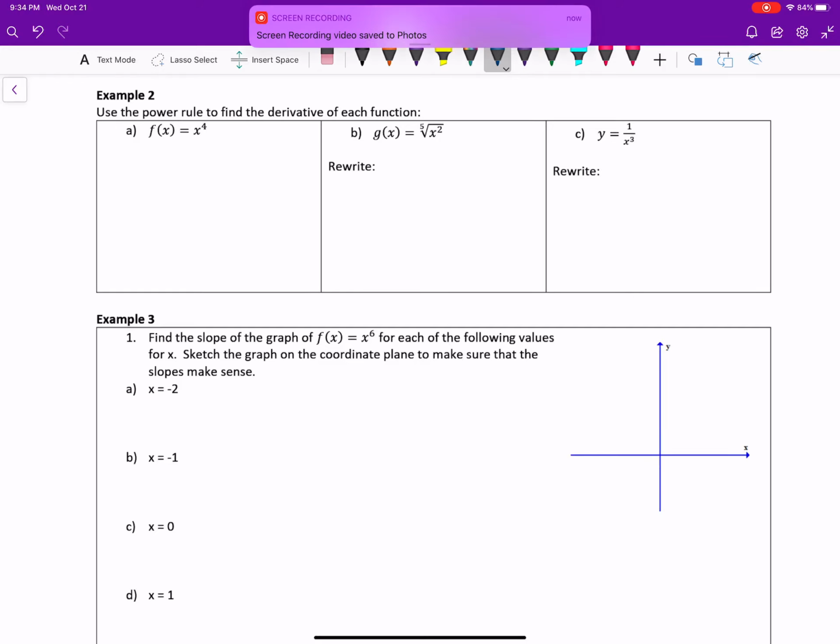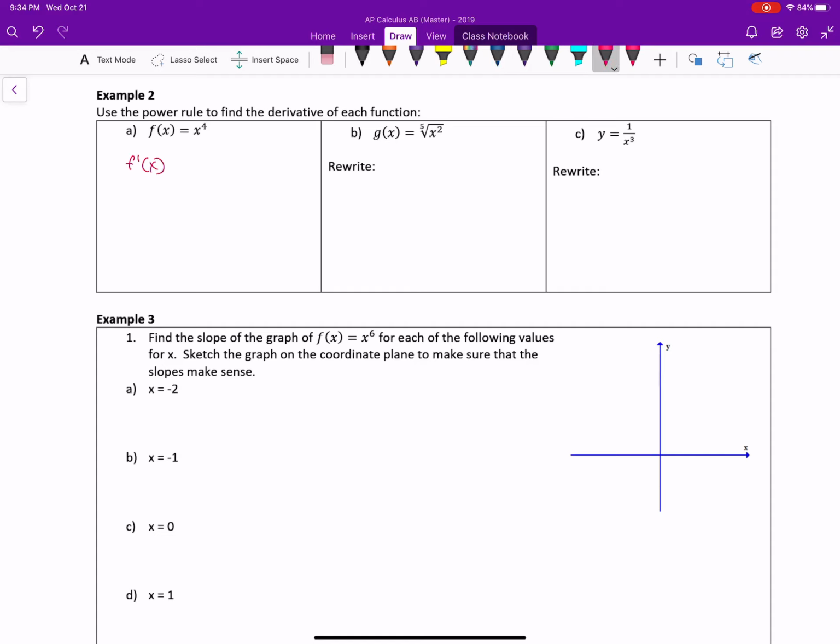Now let's try some examples using the power rule. So in this case, example 2, if I'm trying to find the derivative, it's going to be f prime of x is equal to, the power is 4 times x raised to the 4 minus 1. You subtract 1 from the exponent. So that's going to be 4x to the third.